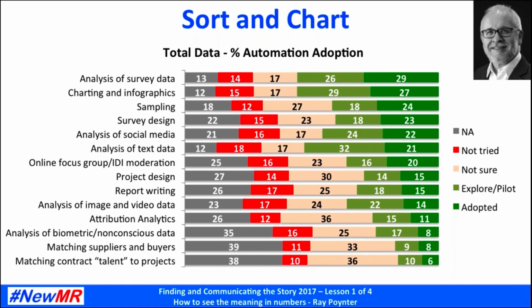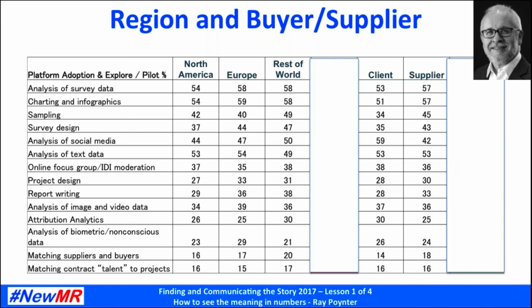This gave us the big picture that told us that analysis of survey data and charting and sampling and survey design were the big issues. And then there is a tailing off down at the bottom end. We have some where there is much less adoption of automation.